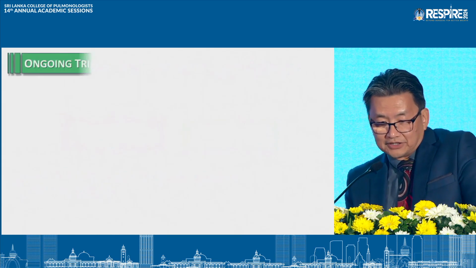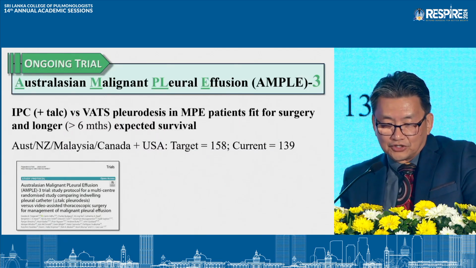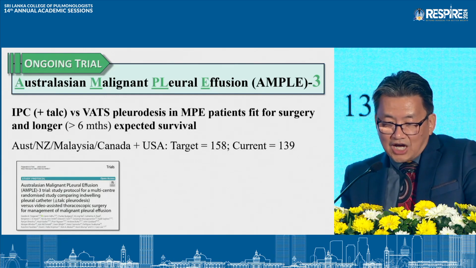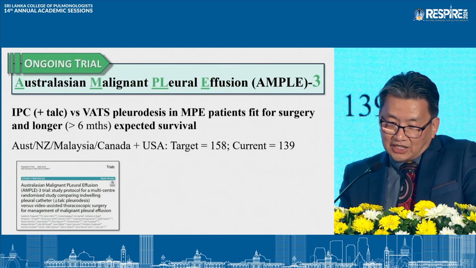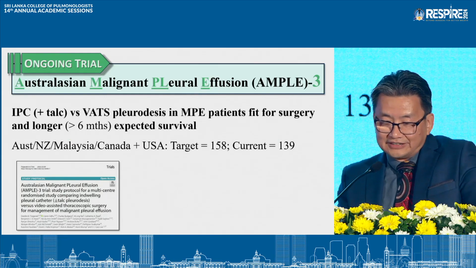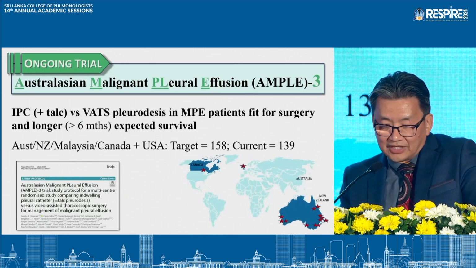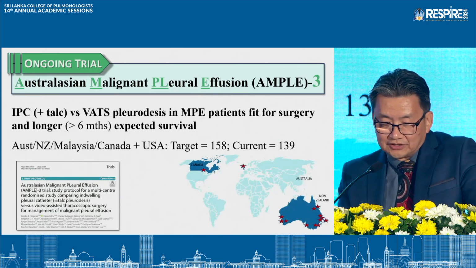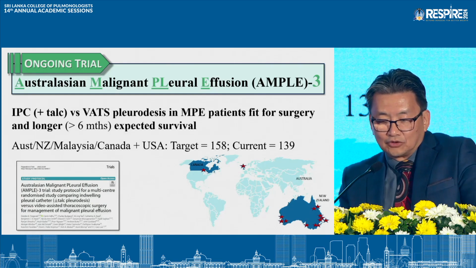This is supported by the Australian National Health and Medical Research Council. We need 158 patients. As of when I left Perth, we are at 139, so almost there. This is an effort of Australia, New Zealand, and a couple of centers in North America.